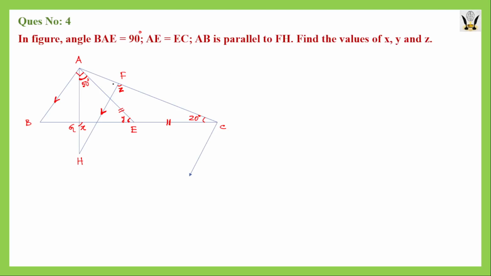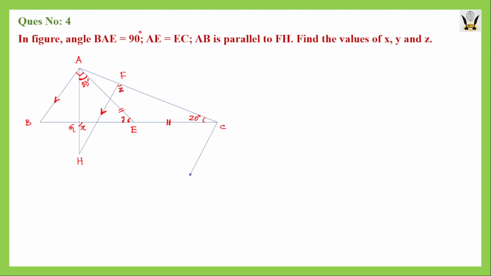Now here what has been given is angle BAE is 90 degrees. So this angle, then AE is equal to EC, these two sides, and also what is given, AB is parallel to FH. AB, this is AB, and FH, this is FH. So these two lines are parallel, and we need to find the measures of these three angles X, which has been marked here, Y, and Z, this is our Z. So these three values we need to find.